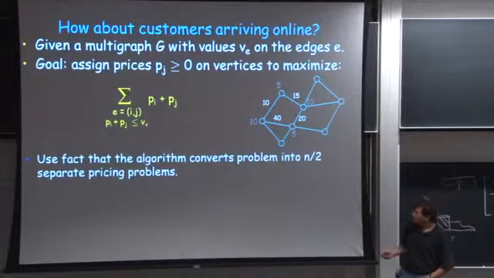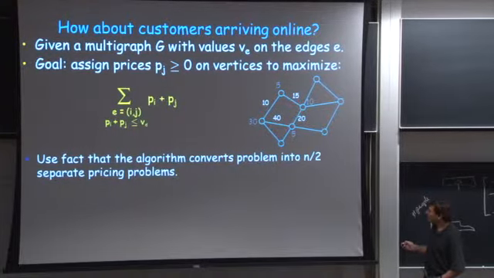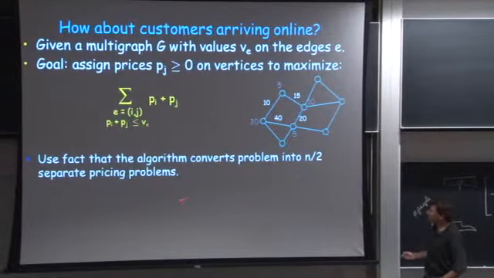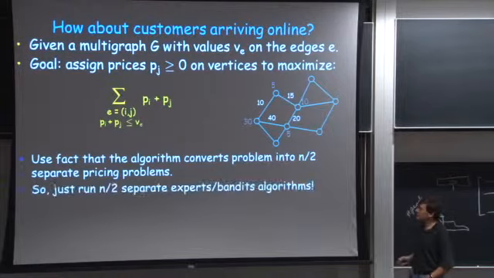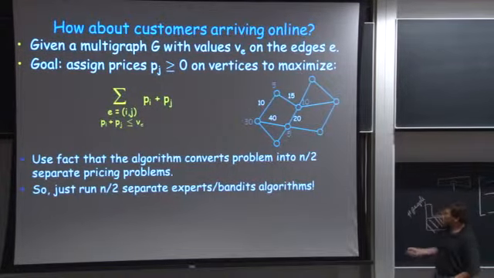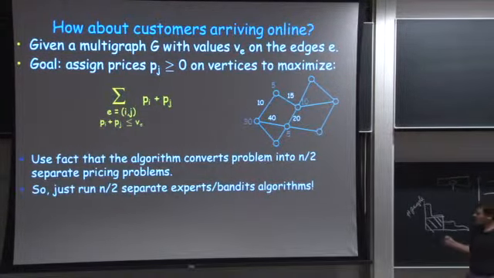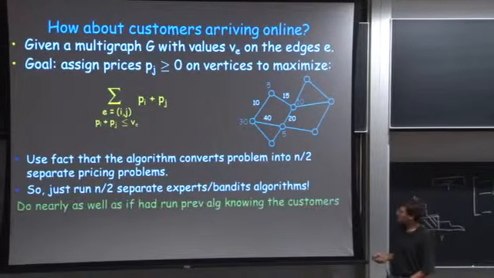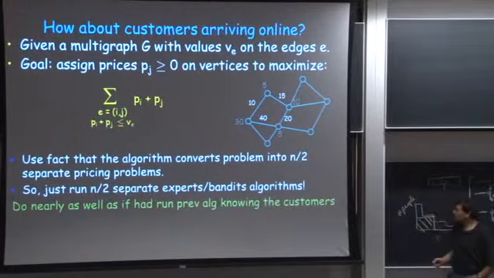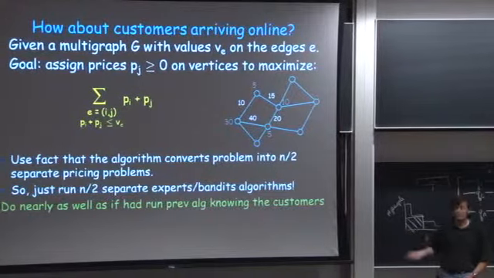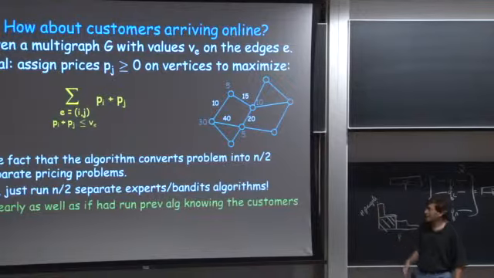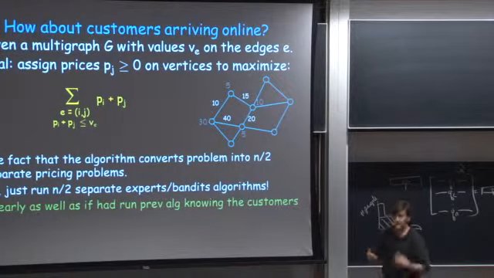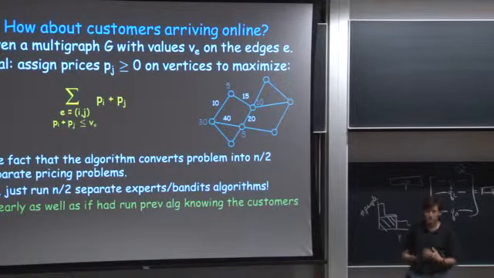What we can do is use the fact that the algorithm we've been looking at basically converts the problem into n/2 separate pricing problems. Because what it does is it does this left and right, sets a bunch to 0, and then just separately prices the others. And so we can just run n/2 separate expert or bandit algorithms, and with the regret guarantee end up doing nearly as well as if we had run the previous algorithm knowing the customers. So we can use the technology we've just developed to convert this algorithm almost automatically into one that can adjust prices as people come one at a time.